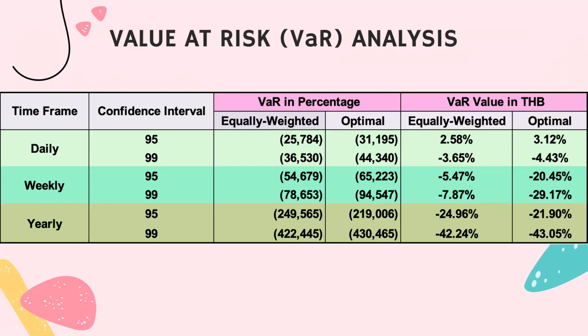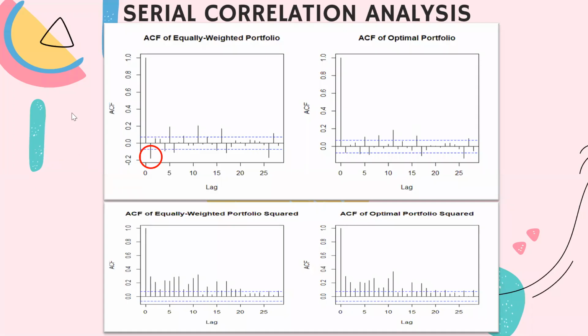But for the rest of the time frames and confidence levels, it yields the same result, which says that the optimal portfolio outperforms the equally weighted portfolio in risk terms. Now let's take a look at the serial correlation analysis.